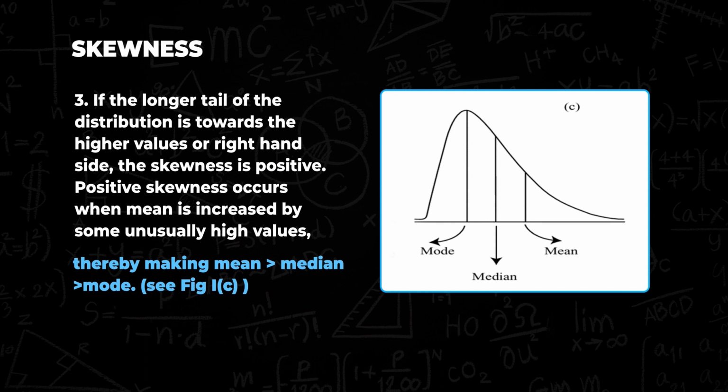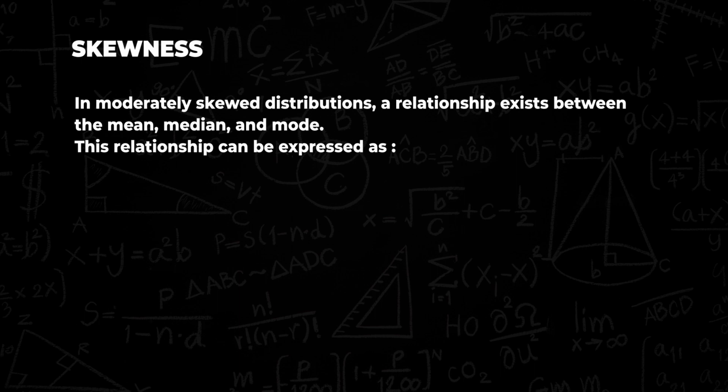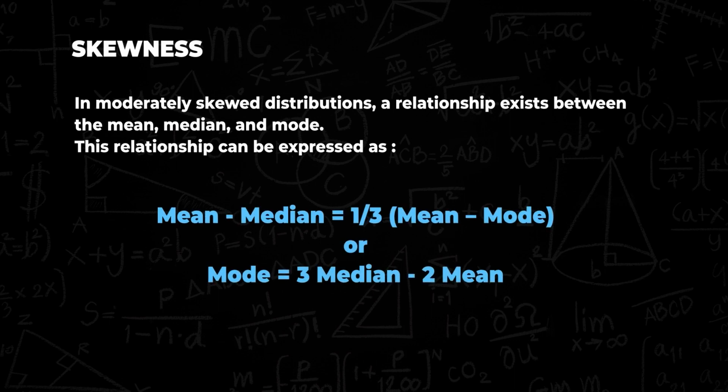See figure 1c. In a moderately skewed distribution, a relationship exists between mean, median and mode. The relationship can be expressed as mean minus median is equal to 1/3 of mean minus mode, or mode is equal to 3 median minus 2 mean.